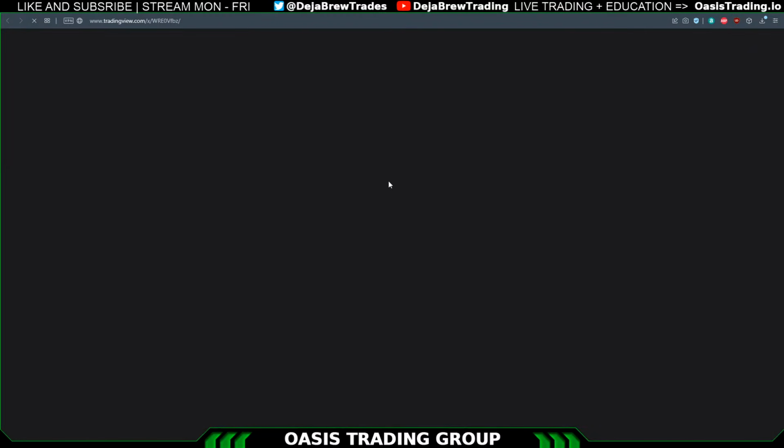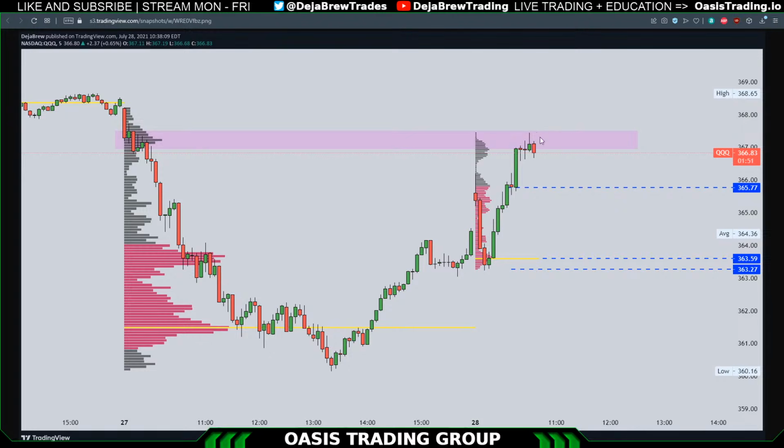So here is the initial balance on Qs. This one is a little bit more bullish. So we have the initial balance down here with the low and the POC, and then we have the high up here. So we're pushing off the high right when we form it. So that is quite bullish.